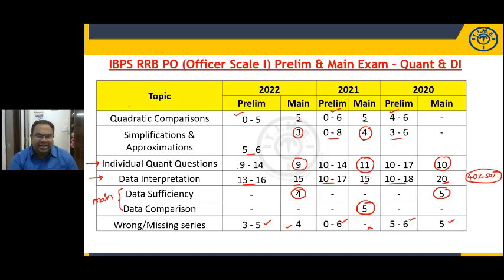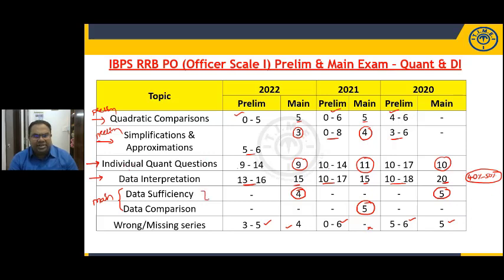So generally I will say this, quadratic, individual questions and DI are important in both prelim and main, right? So simplification and quadratic comparison generally focus on the prelim exam. These two can generally be asked in prelim. In the last 2 years, you are getting 3 to 4 questions in your main exam also.